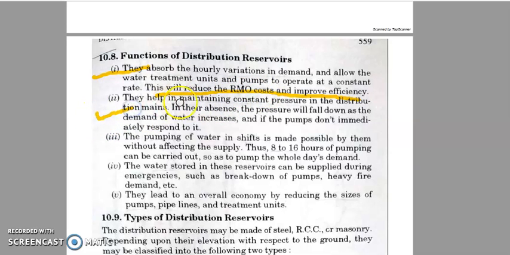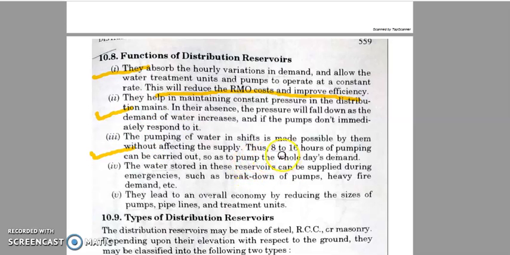Second function is they help in maintaining a constant pressure in the distribution mains, and without these reservoirs the pressure will fall whenever the demand increases. So because you are storing the water in the distribution reservoir, you can supply the water at a constant pressure. That is the second one.